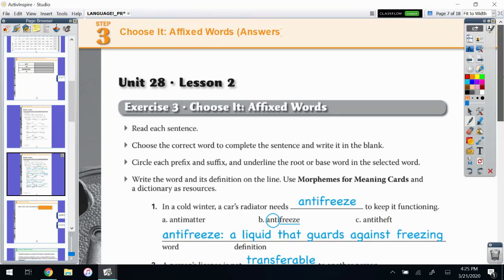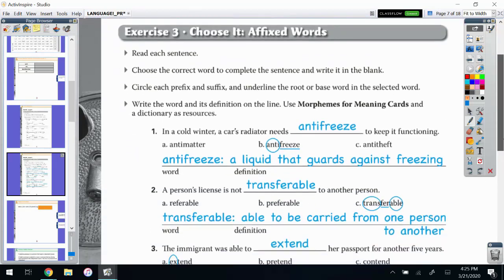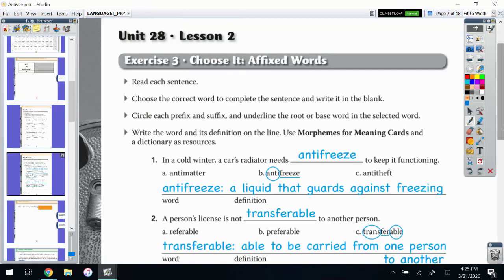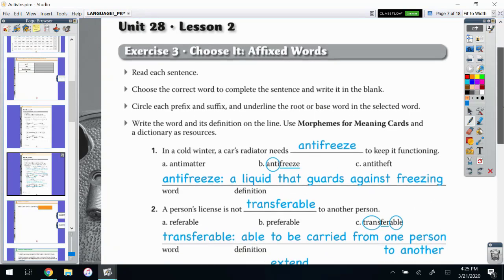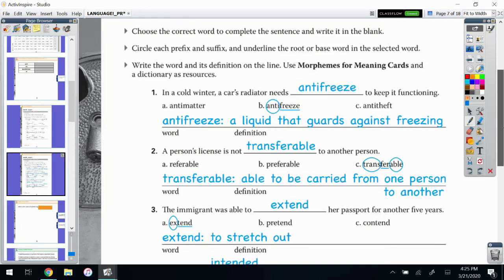Let's check your work. Number 1. In a cold winter, a car's radiator needs antifreeze to keep it functioning. Anti is the prefix in antifreeze. Antifreeze is a liquid that guards against freezing. Number 2. A person's license is not transferable to another person. Transferable has a prefix, trans, and a root, fer, plus a suffix, able. Transferable means able to be carried from one person to another.